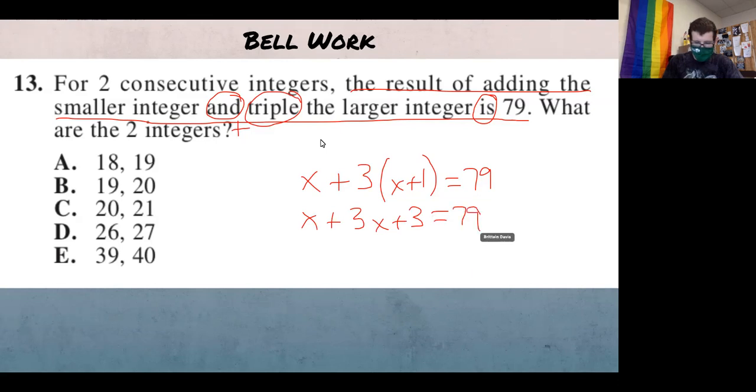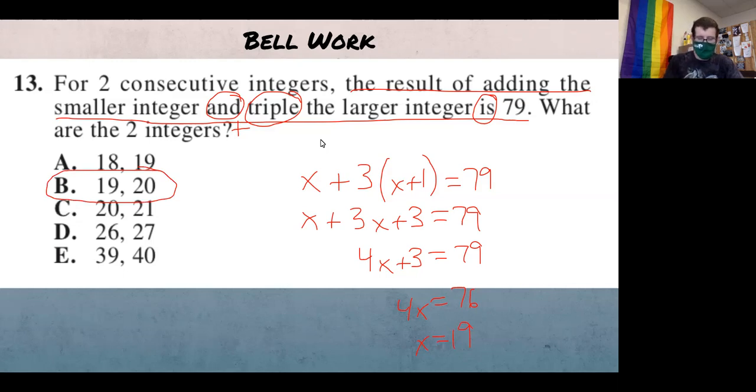I can combine like terms to get 4x plus 3 equals 79. And now I can subtract the 3. I get 4x equals 76. Divide by 4, x equals 19. So that's the smaller number, which means the bigger one has to be 20. And there it is. We can get it there. Now, of course, we'd want to confirm that.